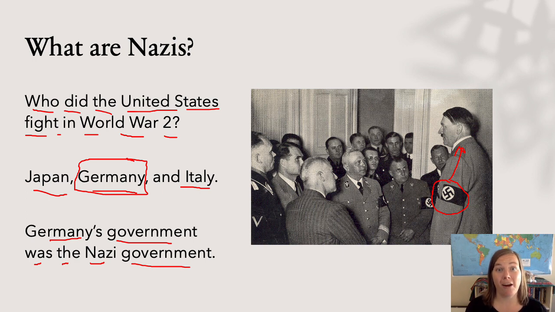They did very bad things like killing a lot of Jewish people and people of other religions or races. So in the US, we learn it is not okay to kill or hurt someone because of their race or religion. And that is what the Nazi government was doing. So we, the United States Army, wanted to stop the Nazi government in Germany.